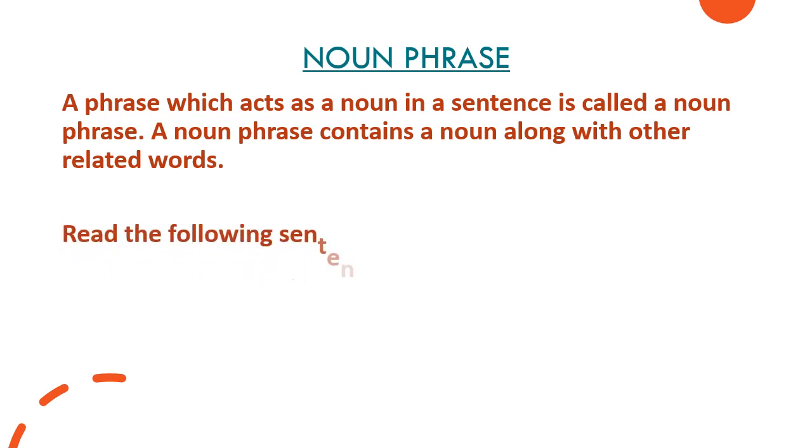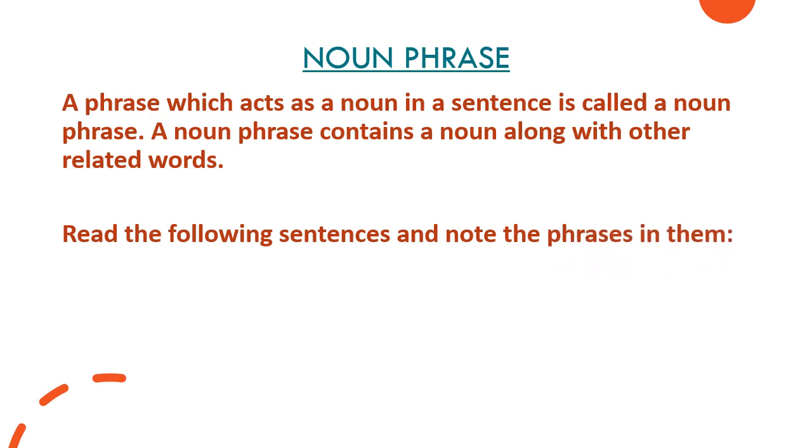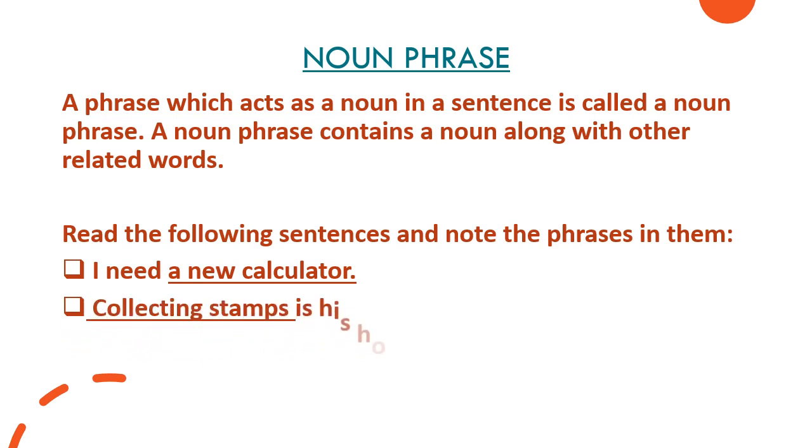Read the following sentences and note the phrases in them. So now we are going to note the noun phrases in them. Moving with the first sentence, I need a new calculator. So a new calculator. Calculator is a name of a thing. So it's a noun, so it's a noun phrase. I need a new calculator. Second example, collecting stamps is his hobby. Collecting stamps, stamps is also a thing here. So it is also a noun phrase. Collecting stamps is his hobby.